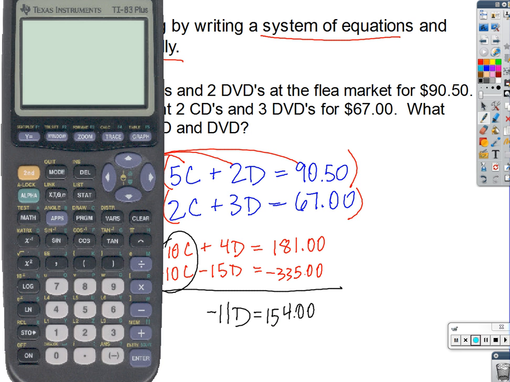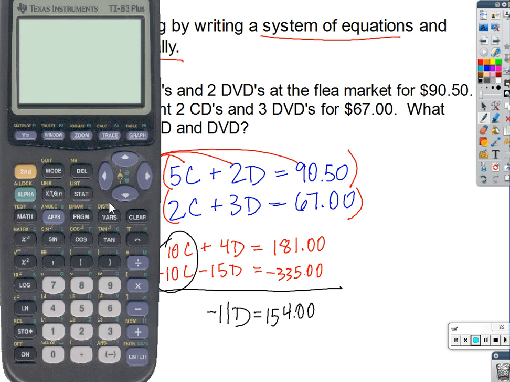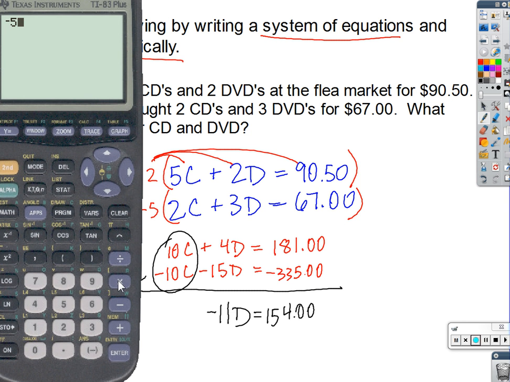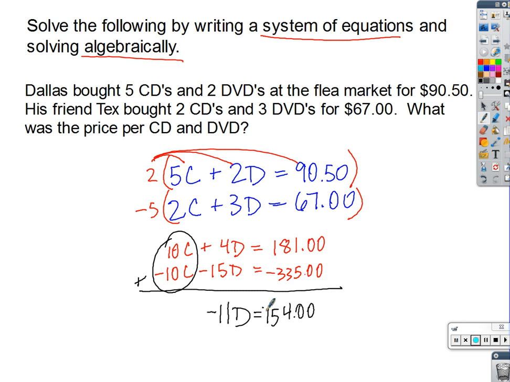Let me just double check this to make sure, because it doesn't seem like it's coming out the way I want it. First of all, let's check my previous work. Always be sure here. Never pretend that we're smarter than what we are. Negative 335, perfect. And then if I take that plus 181, I get negative 154. Good job. Let me just double check the 90.50 times 2 to make sure that's 181. All right, so we're all set up here. This should be negative 154.